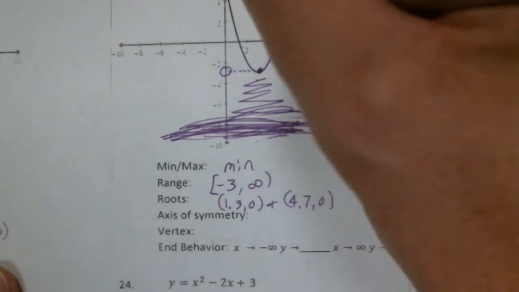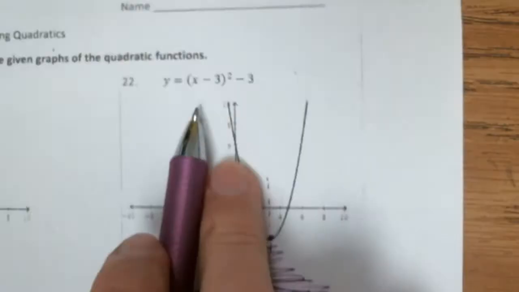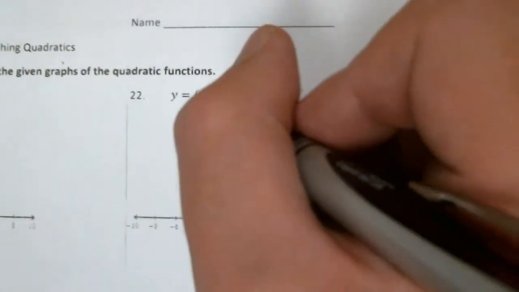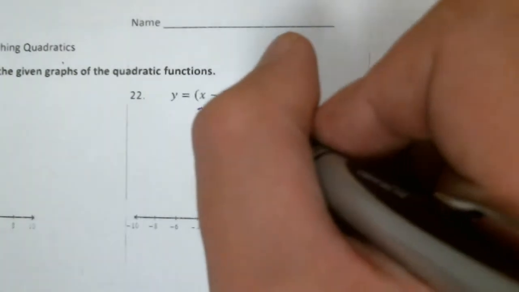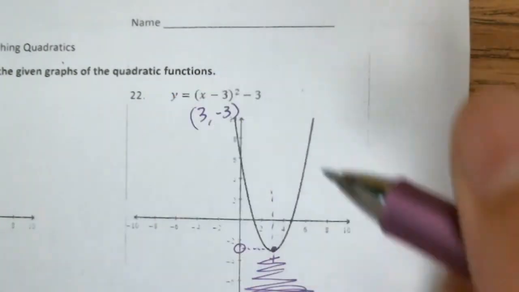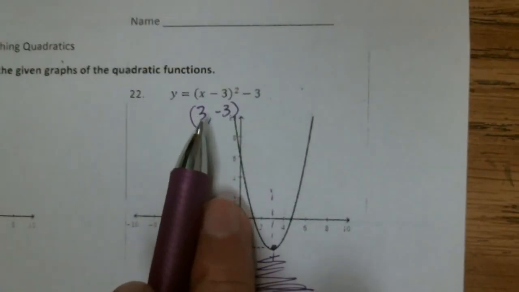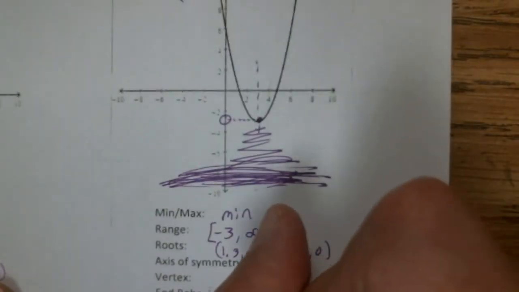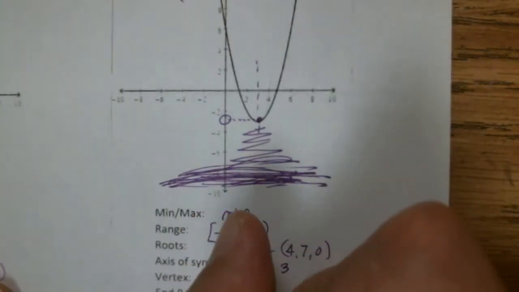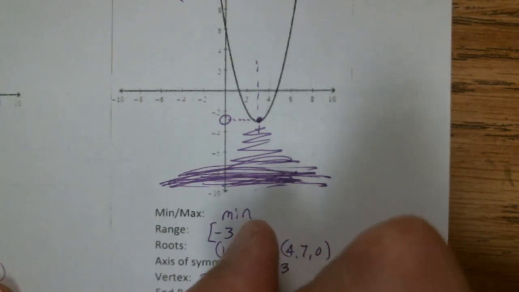All right, axis of symmetry is going to pass through the vertex. In this case, I know what the vertex is because I'm in vertex form. I just flip that sign and leave that one alone. So the vertex is 3, negative 3. Okay, so the axis of symmetry is passing through the x-coordinate of the vertex. X equals 3. And we just found the vertex. 3, negative 3.